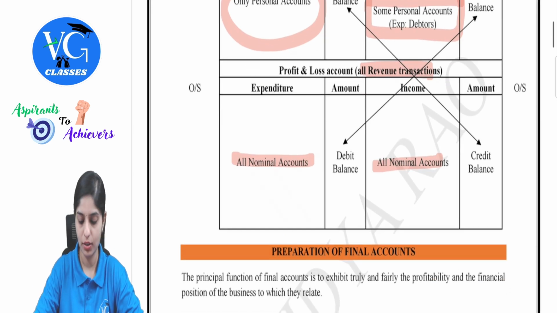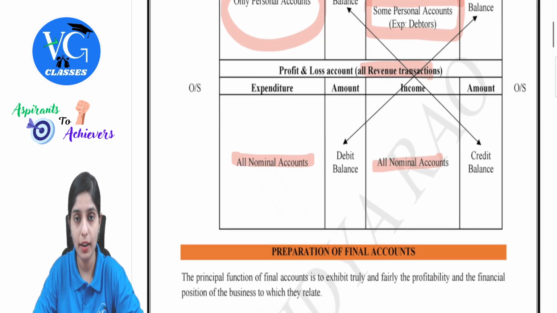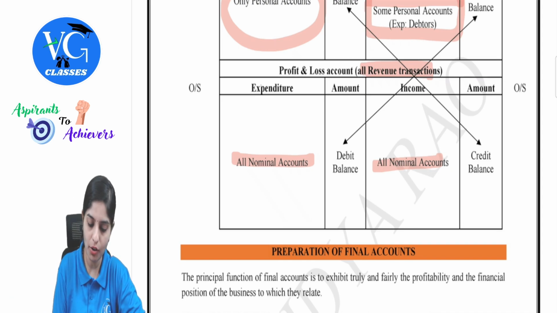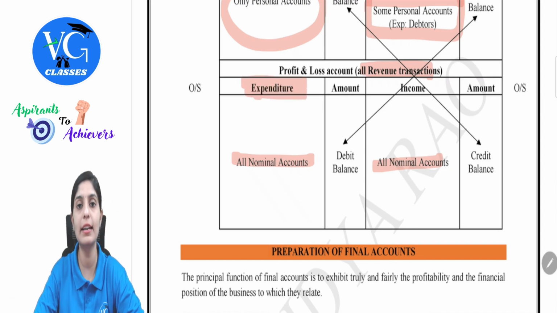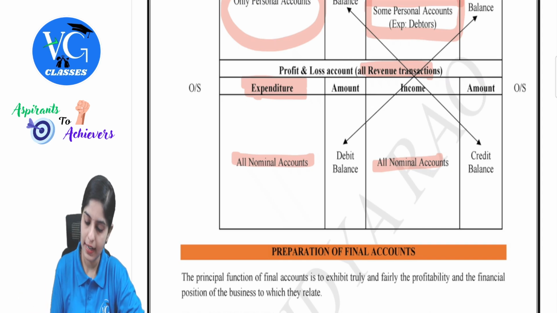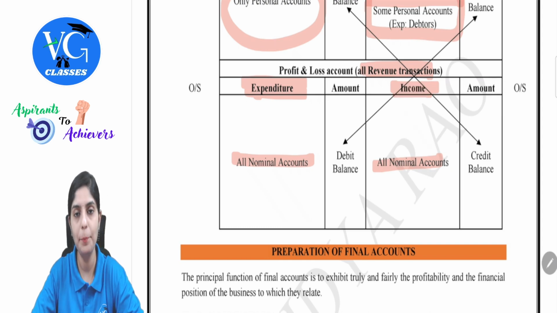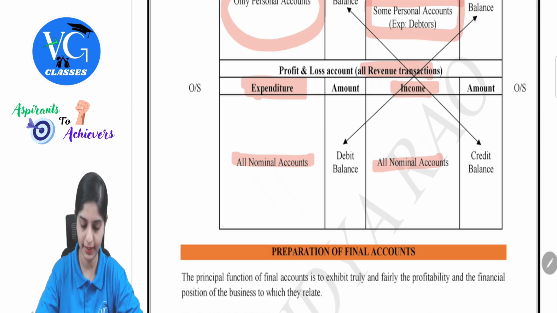Coming to the profit and loss account, it includes all nominal accounts. On the debit side, you record all those items which are in the nature of expense or loss, because the nominal account rule also says debit all expenses or losses. Likewise, on the credit side, we record all income, because credit all income or gains.